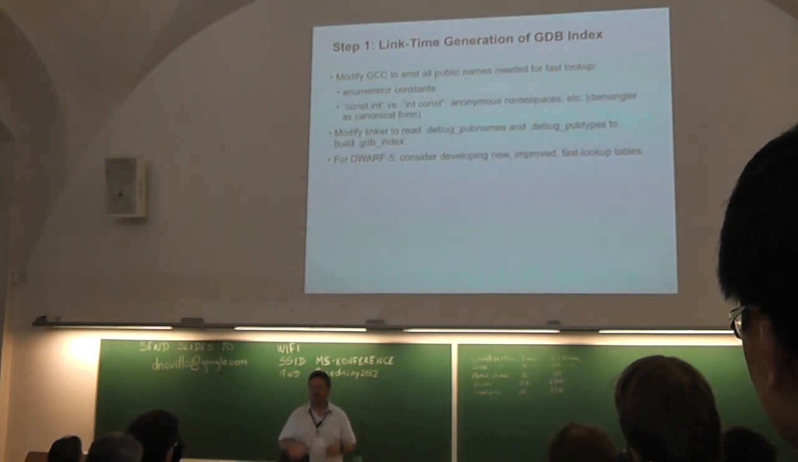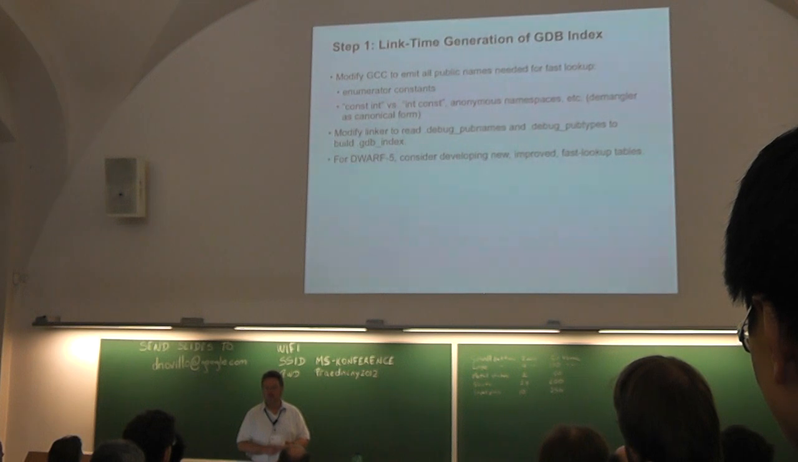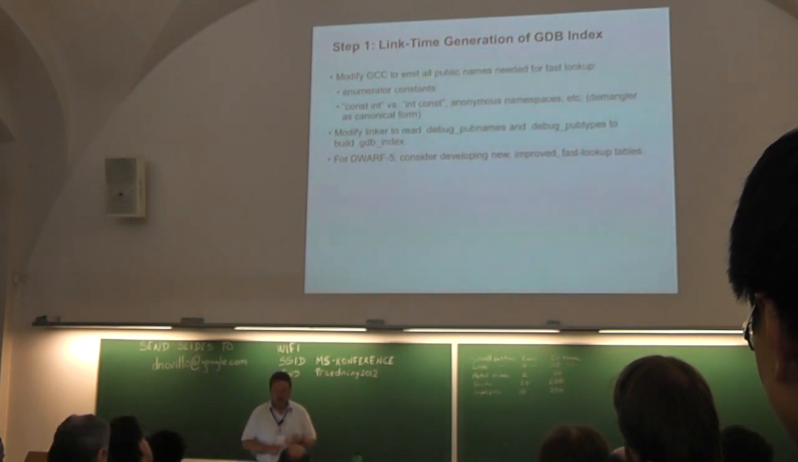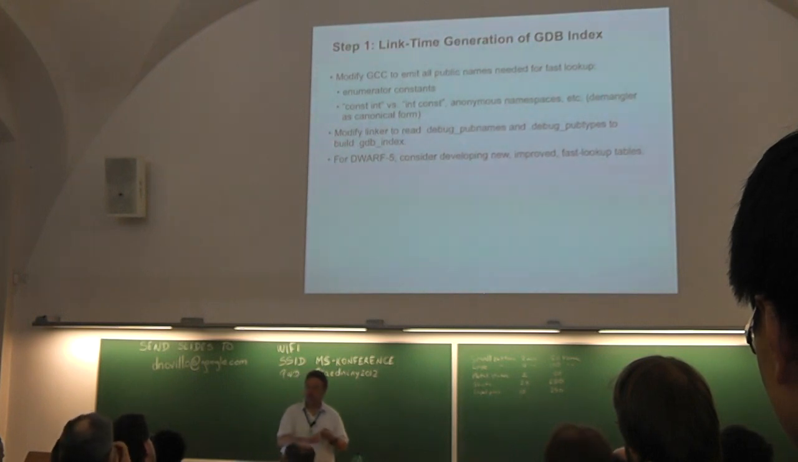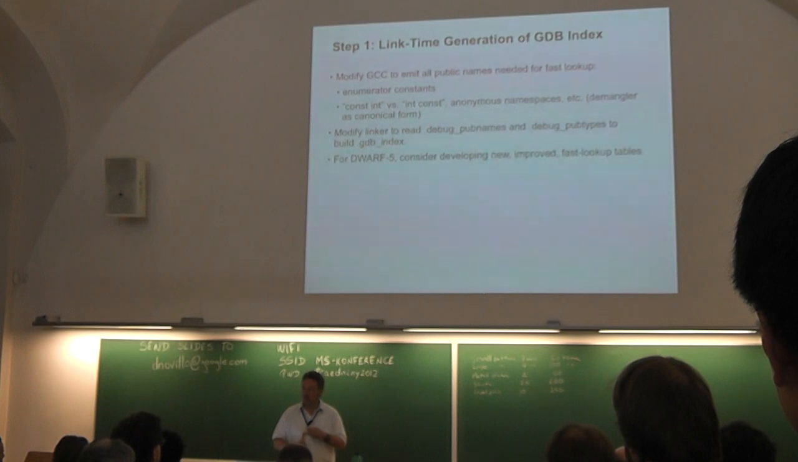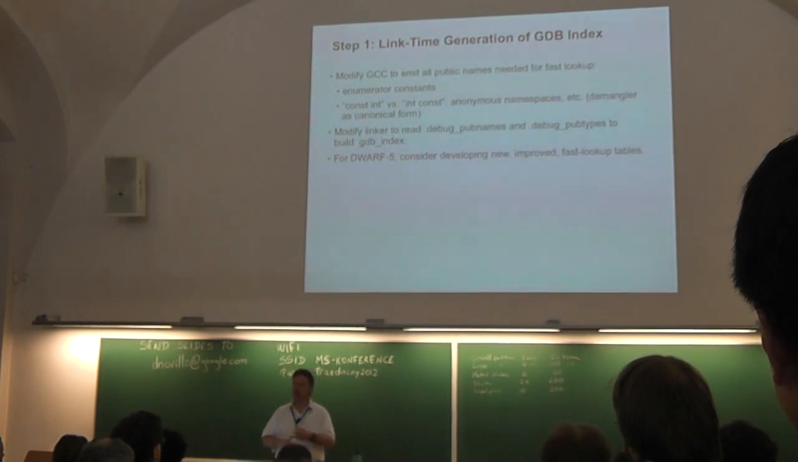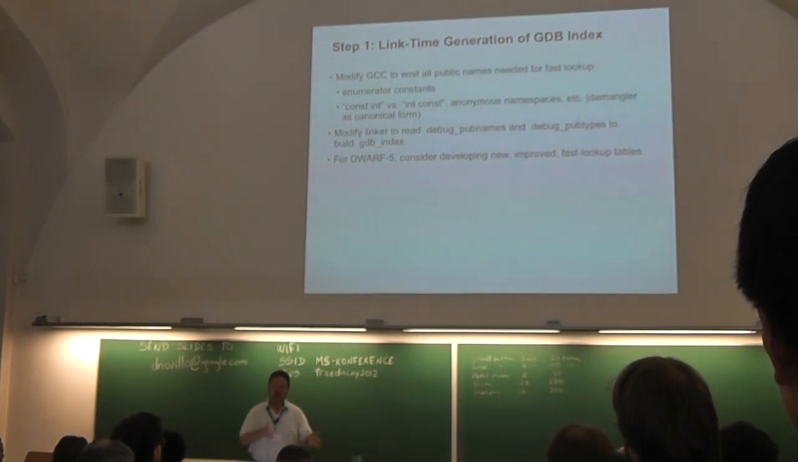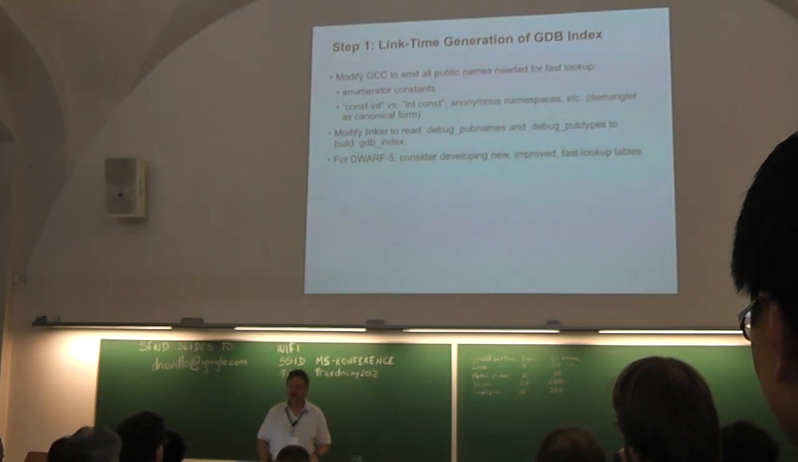In the DWARF spec, we need to work on this problem of fast lookup tables. But we did try going with building the GDB index directly at link time. And one thing we found is that if we can fix the pubnames tables in GCC and then read those in the linker, we can build a GDB index much more efficiently. And then we present to the debugger a nice, efficiently organized GDB index.